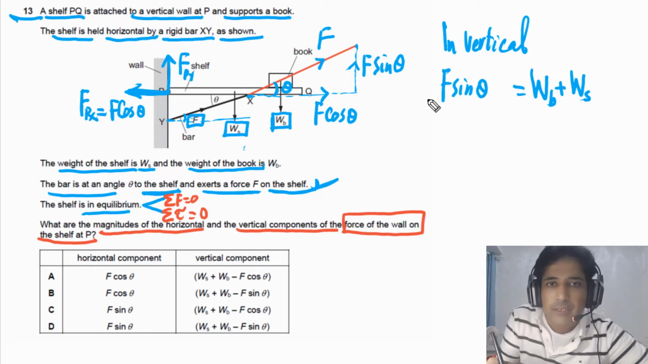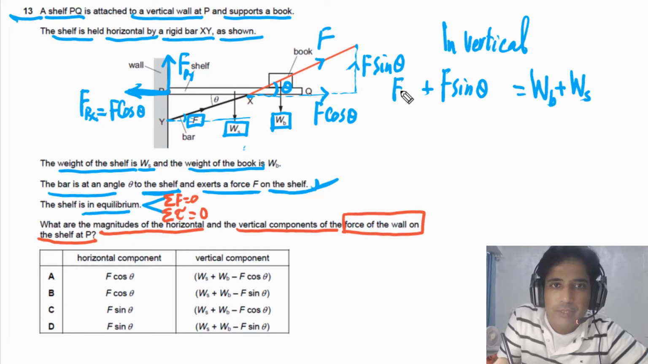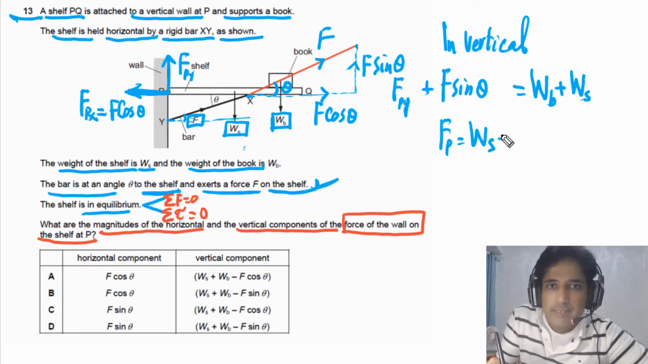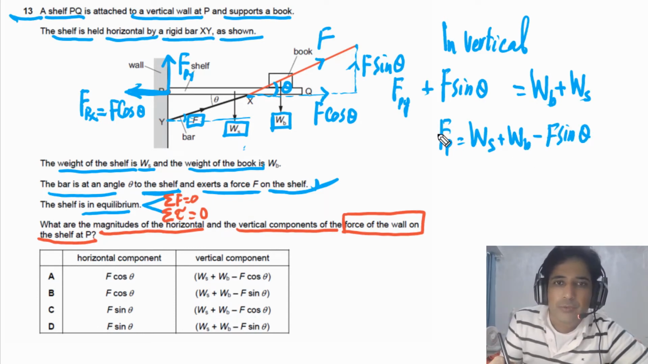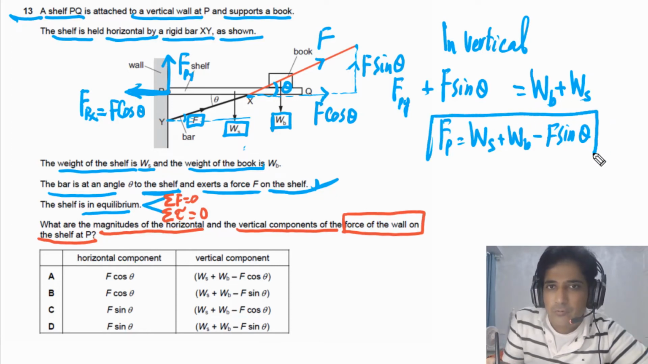So we can write down here FPY. We need to find out this force. So FPY, from here we can write, will be equal to WS plus WB minus F sine of theta. So this is the value of FPY, the magnitude of FPY.